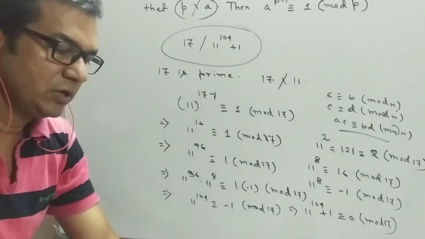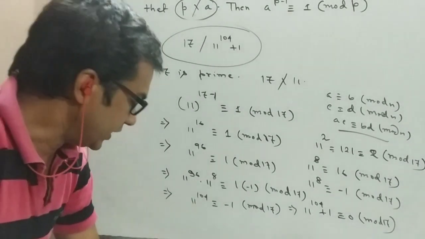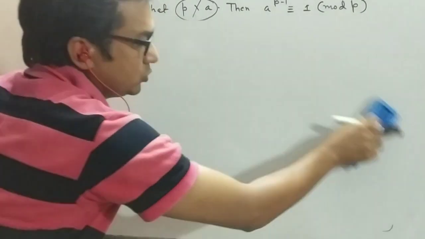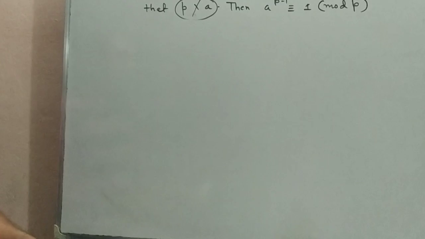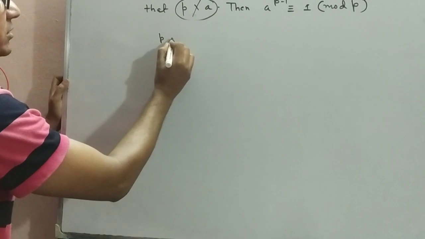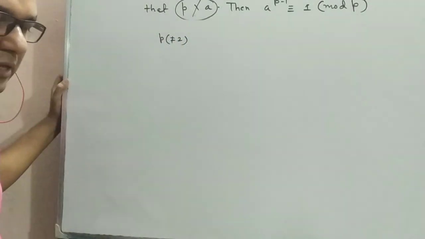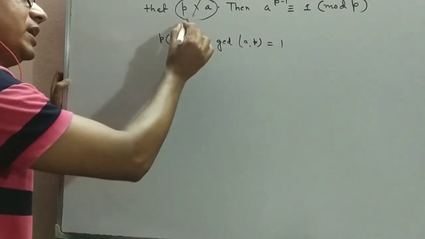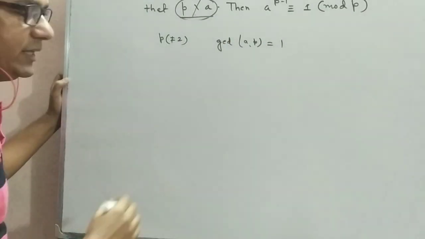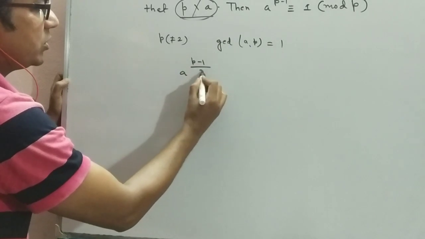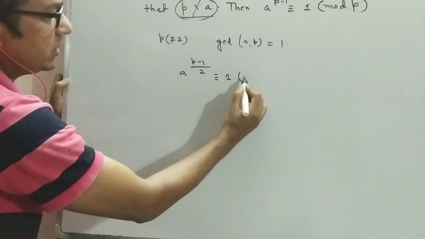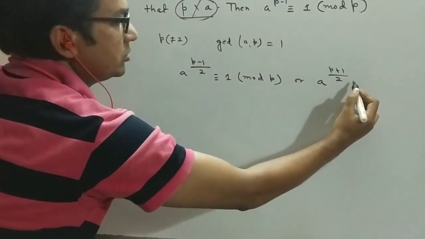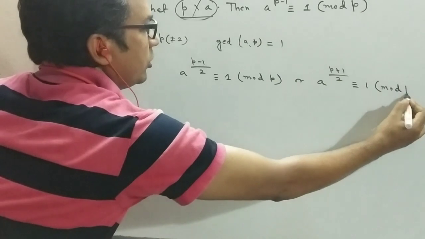Okay. Now we consider another interesting and very important theorem related to Fermat's little theorem. If the prime P is not equal to 2, okay, and GCD of A and P equal to 1, here also GCD 1, then either A to the power (P minus 1) by 2 congruent to 1 mod P, or A to the power (P plus 1) by 2 congruent to 1 mod P.